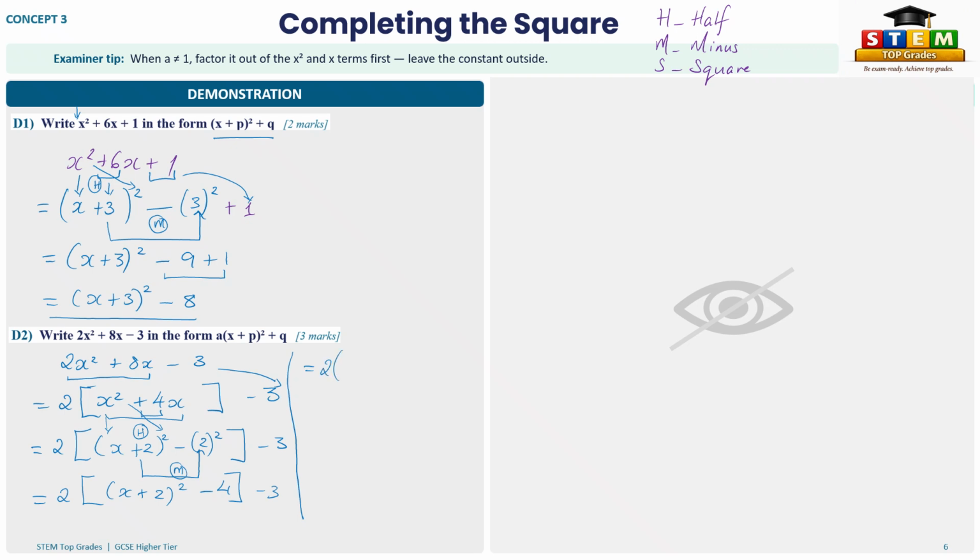Okay, now we show the equal sign. That 2 is important here for us to multiply in over there. So 2 bracket x plus 2 squared minus 8, and then you have minus 3. Now these two will combine together, and that gives us 2 times x plus 2 squared minus 11, and that's our completed square form.